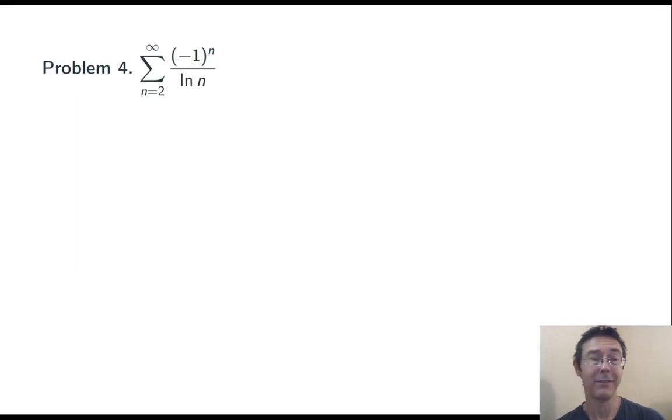This is actually problem 5. It's labeled problem 4 here. Sum from n equals 2 to infinity, negative 1 to the n over the natural log of n.